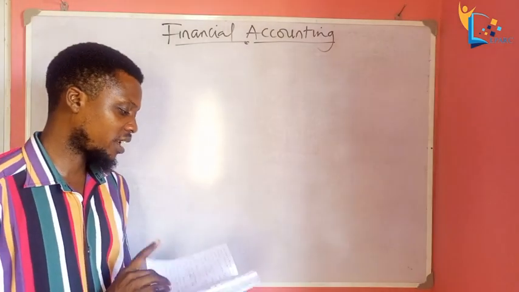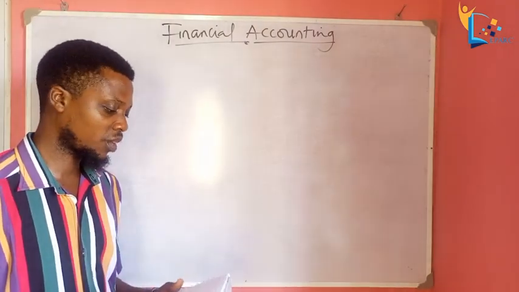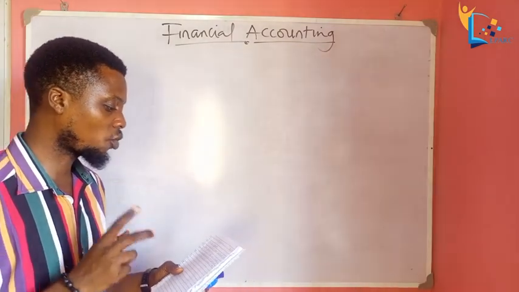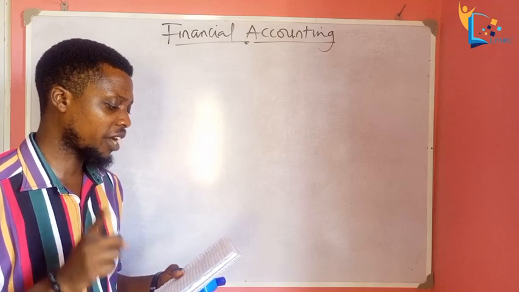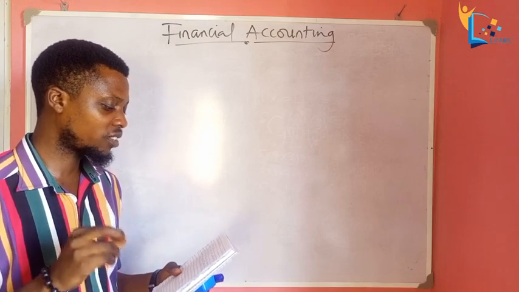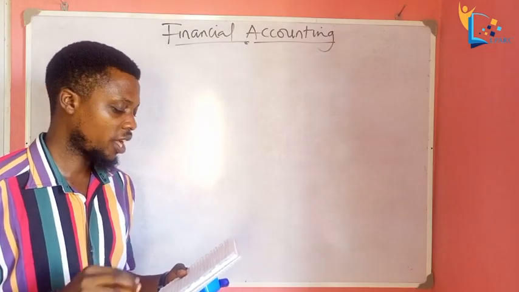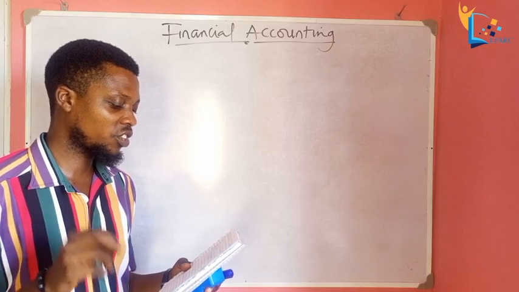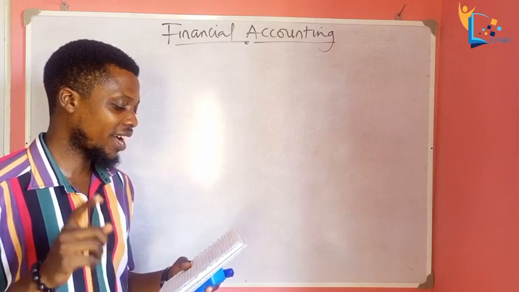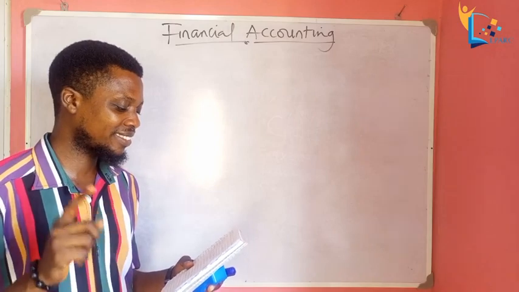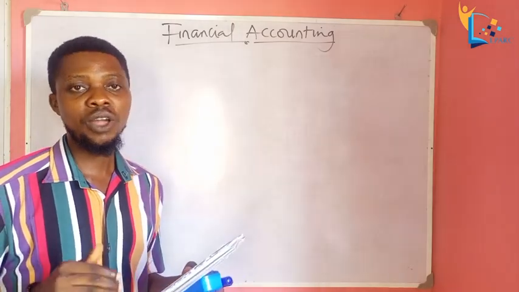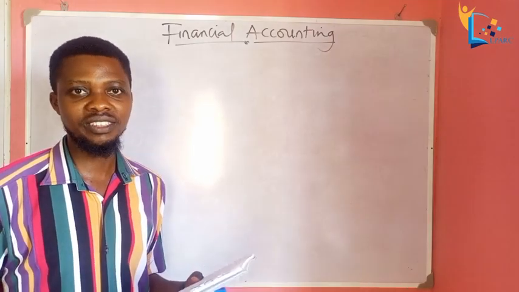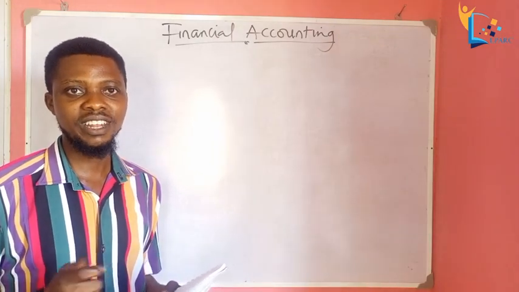So the question requires us to, number one, write up the 3-column cash book and other subsidiary books. Number two, post the entries to the ledger accounts. Number three, balance the accounts at 31st January 2022 and extract a trial balance at that date. So we are going to start with number one. If we can't finish up, we'll continue in the next class. Fasten your seatbelts, let's get to work.